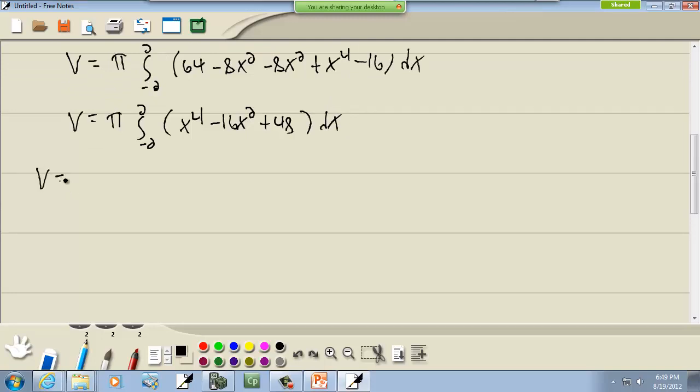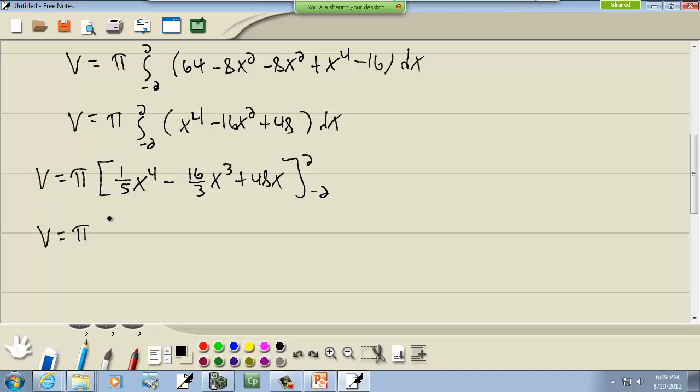Okay. Add 1 to our power, divide by our new power. So we got 1/5 x to the 5th minus, add 1 to our power, divide by our new power. So minus 16 over 3 x to the 3rd plus 48x. And then we'll plug in our values. So we'll plug in 2. So we've got 1/5 times 2 to the 4th minus 16 thirds times 2 to the 3rd plus 48 times 2.